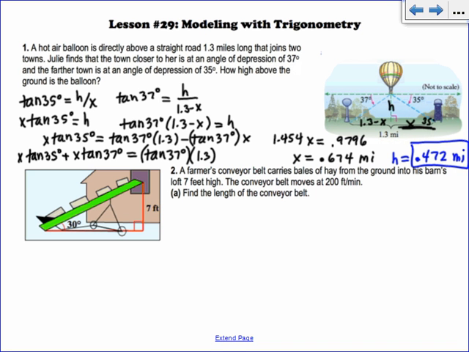All right, number 2. A farmer's conveyor belt carries bales of hay from the ground into his barn's loft, which is 7 feet high. The conveyor belt moves at 200 feet per minute. Find the length of the conveyor belt. So this is part A. So this has nothing to do with the 200 feet per minute.